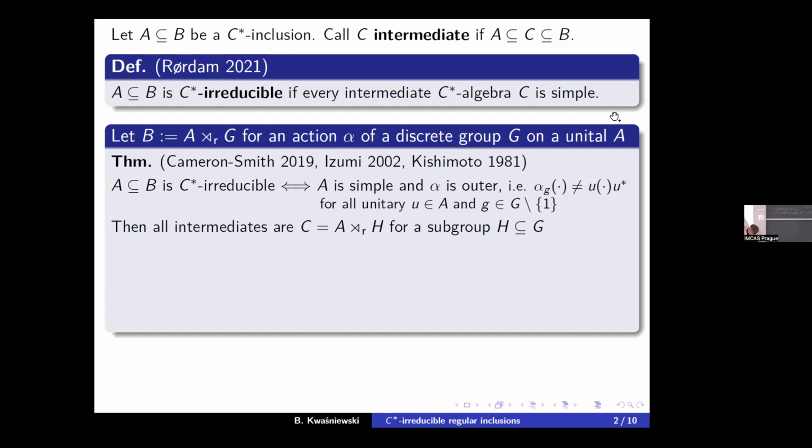So whenever you have a subgroup of G, you may restrict your action to the subgroup, and then the cross product of this restricted action sits naturally as a C*-subalgebra in your reduced cross product by G. So we prove that any intermediate C*-algebra is of this form. So you have a bijective correspondence between the subgroups of your given group and C*-subalgebras.